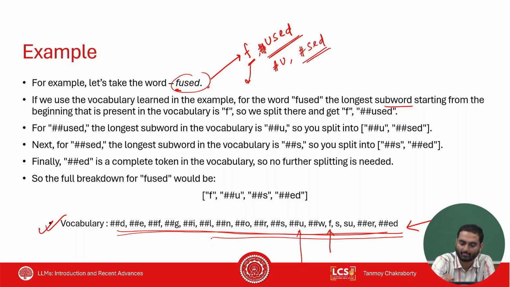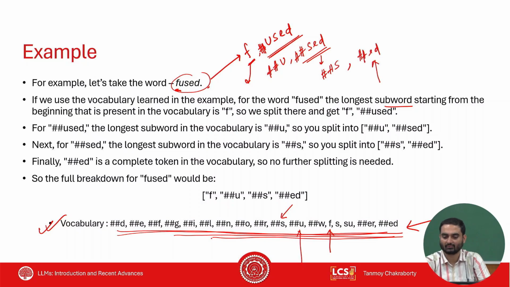Now let's look at "##sed". What about "##sed"? Is "##s" present? Yes, "##s" is present. What about "##se"? It is not present. That means the longest possible here is "##s", then "##ed". Is "##ed" present? Yes, it is present. So the final tokens derived from fused are "if", "##u", "##s", "##ed".